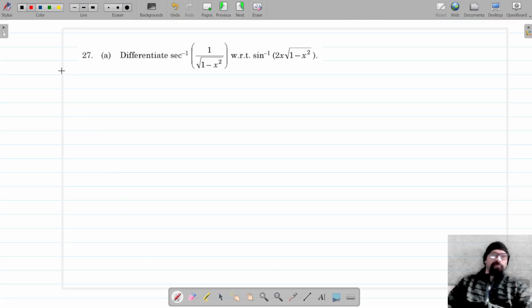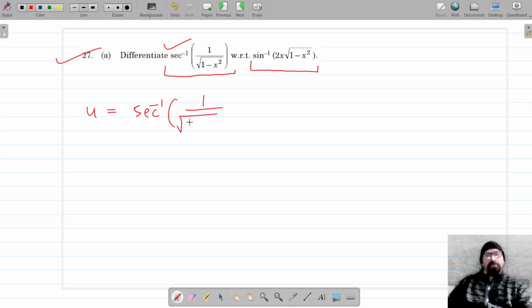Okay, for question number 27, part A, we have to differentiate secant inverse 1 by under root 1 minus x squared with respect to sine inverse 2x upon under root 1 minus x squared. So let's consider this as u and get this in the parametric form. So let's say u is secant inverse of 1 upon under root of 1 minus x squared. And let this be v. So v is sine inverse of 2x into under root of 1 minus x squared.